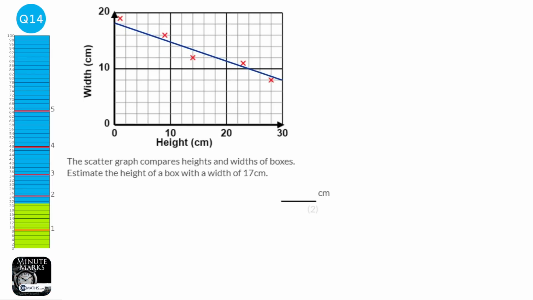And it says we're looking for a height of the box, or an estimate of the height of the box with the width of 17. So 17 is here. So the width of 17 will be a line across. Let's try and get this just right. Line across there. And what we do is we draw a line down when it hits the line of best fit. Now looking at the scale here, this seems to be going up in 2s. And so this line here would be at 3.